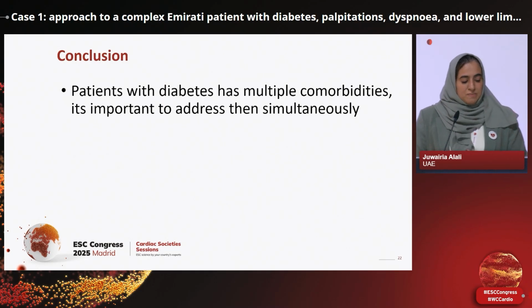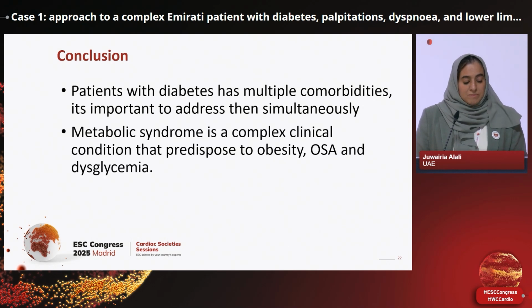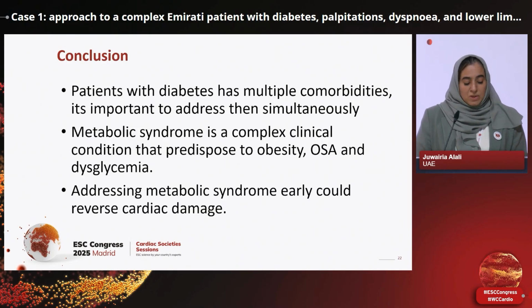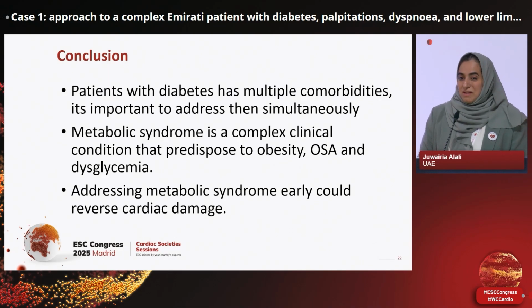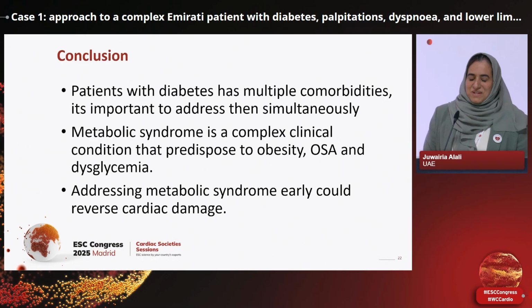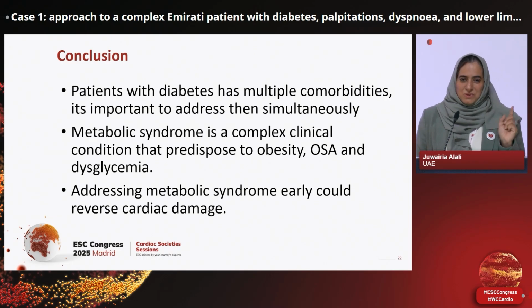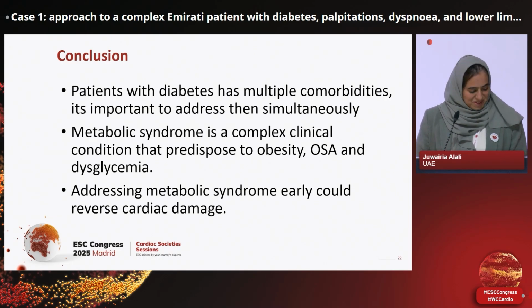So in conclusion, patients with diabetes have multiple comorbidities, and it's important to address them simultaneously. Metabolic syndrome is a complex clinical condition that predisposes to obesity, OSA, and dysglycemia, and addressing metabolic syndrome early could reverse cardiac damage. Even in this case, addressing it 3 years after diagnosis reversed cardiovascular damage. So it's always important to look at the root of the problem and try to fix it.